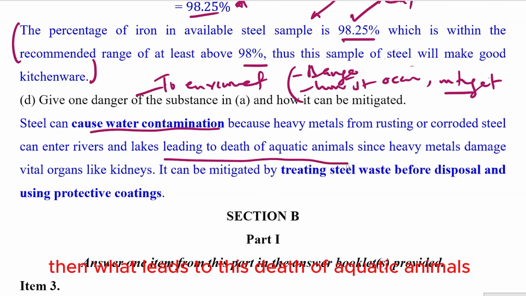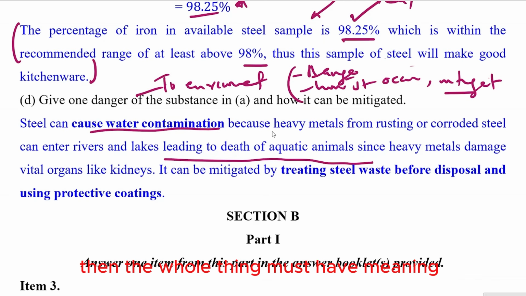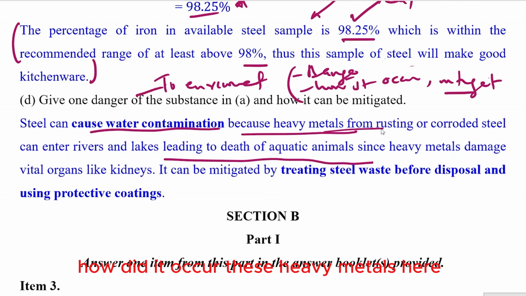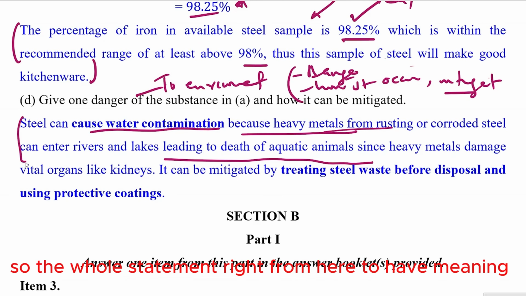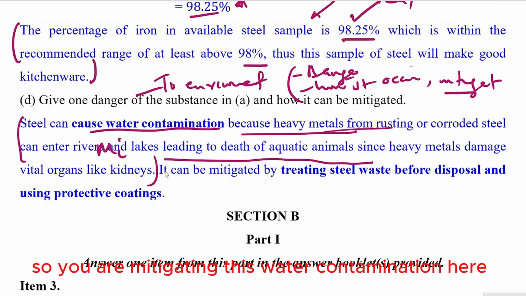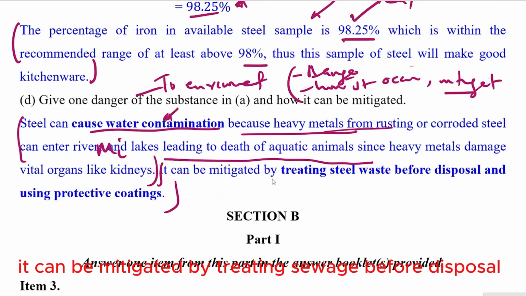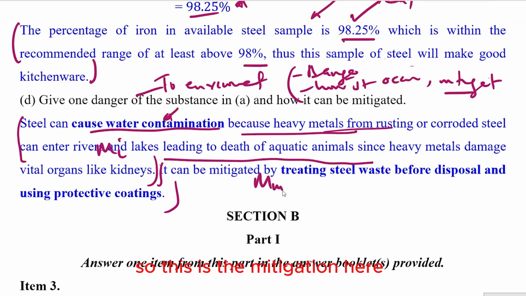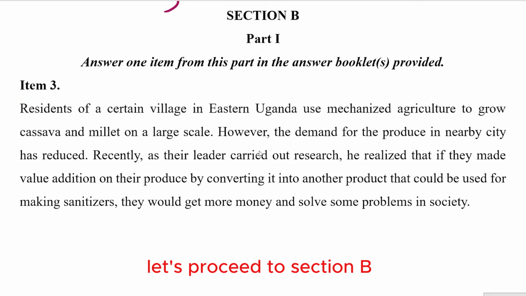Leads to the death of aquatic animals. Then the whole thing must have meaning. How did it occur? These heavy metals here. So the whole statement right from here must have meaning: the impact, how it occurs, and the impact itself. Then explain how you mitigate this. So you are mitigating this water contamination here. It can be mitigated by treating steel waste before disposal. So this is the mitigation here. Let's proceed to section B.